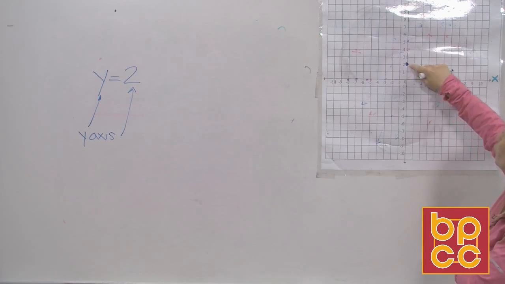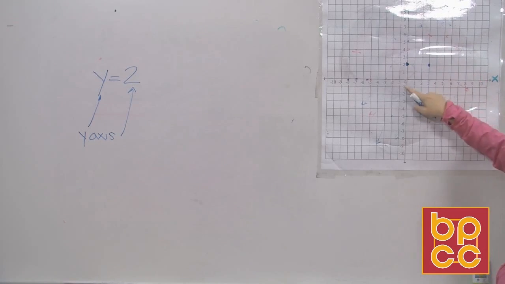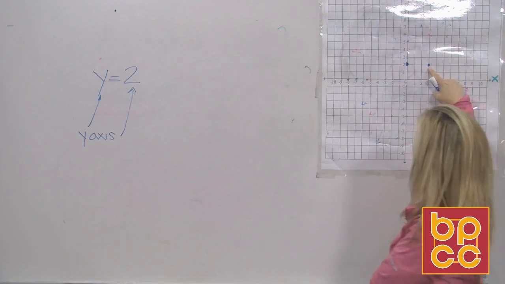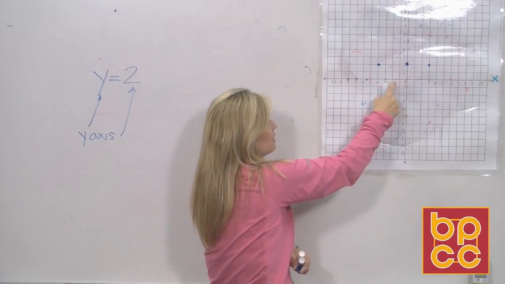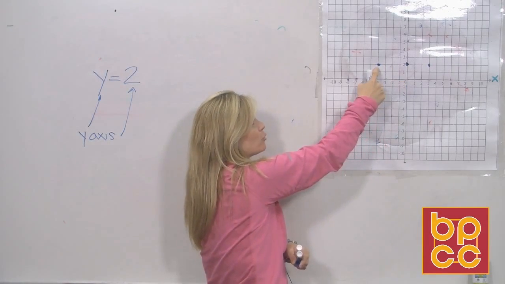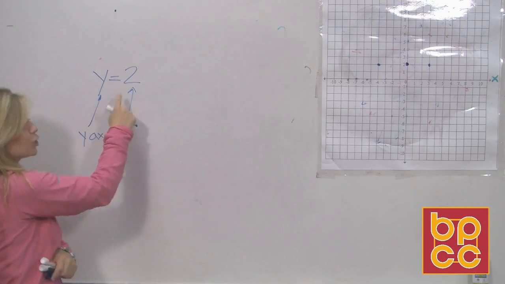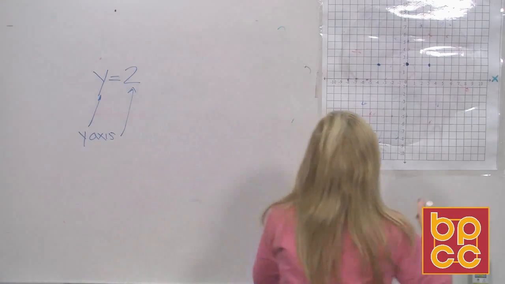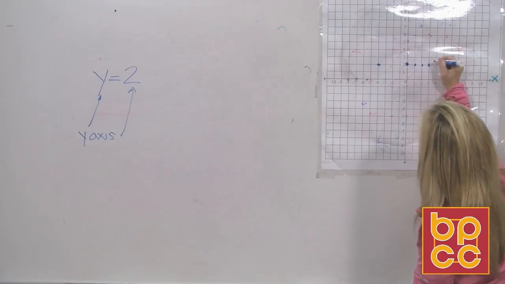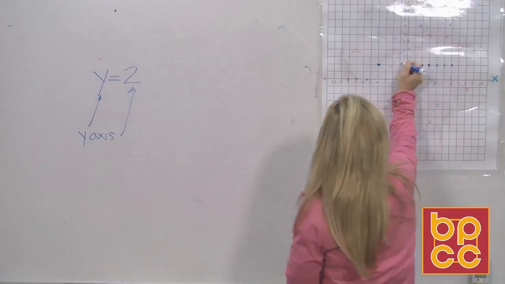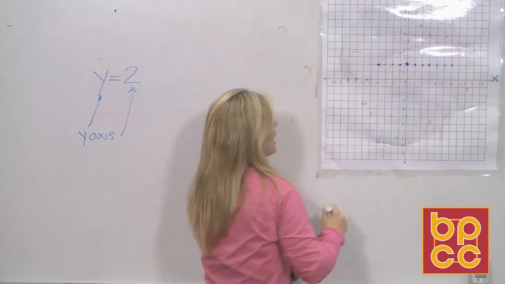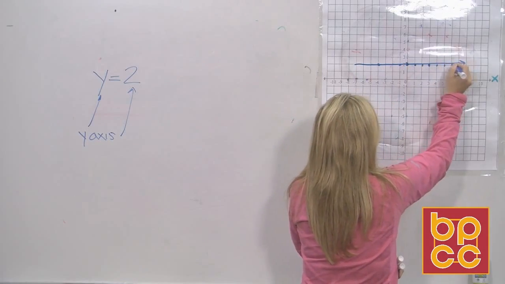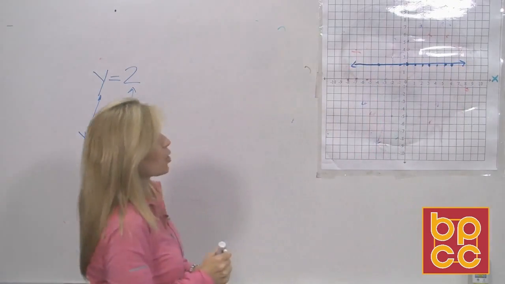Heck no. Do you agree if I plot this point? The x value is 3, but what's the y value? It's 2. And do you agree if I plot this point? Even though the x value is negative 4, the y value is 2. When you say y equals 2, you're saying plot every point that has a y value of 2. Well, that's every point to the right, and that's every point to the left. And if you connect all those points, what type of line do you see? Horizontal.